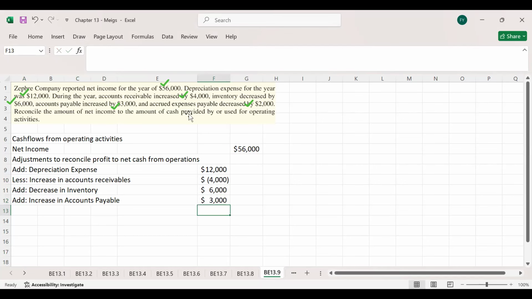And the last adjustment is accrued expenses payable decrease. As the liabilities are decreased, the cash is also decreased. Decrease in accrued expenses payable. How much is the amount decreased by? By 2,000.